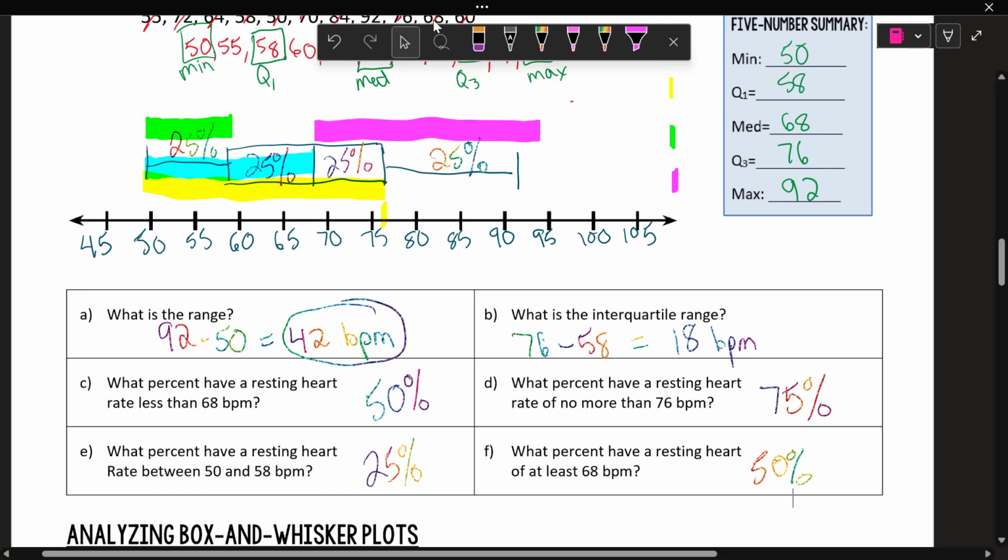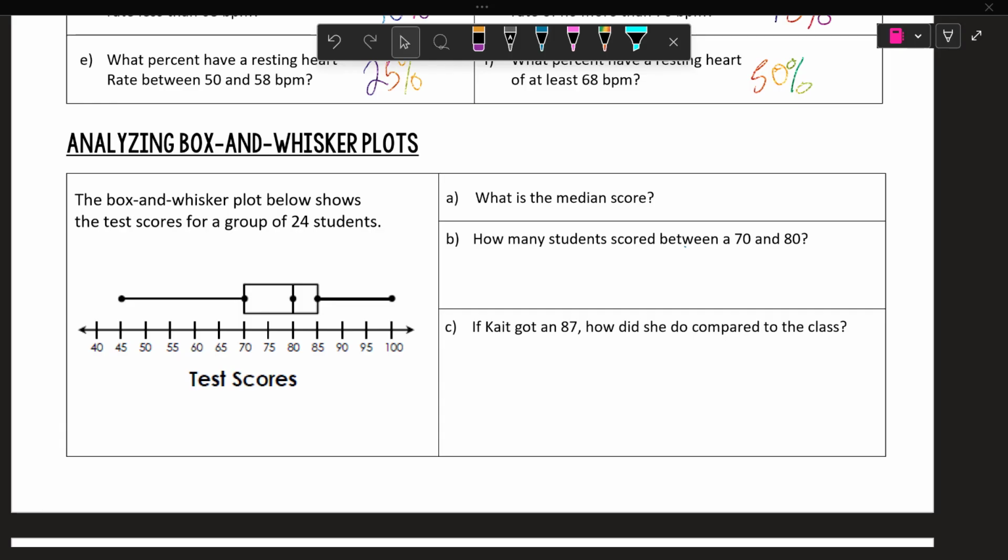And that's how we make a box plot and answer questions about that using the fact that there are quartiles. All right, let's continue on with analyzing box and whisker plots, which we kind of already did, but now we don't have the numbers. We have to just look directly off our box and whisker plot. So what is the median score? Well, remember, the median's the middle of everything. And so the middle of this is right there at 80.